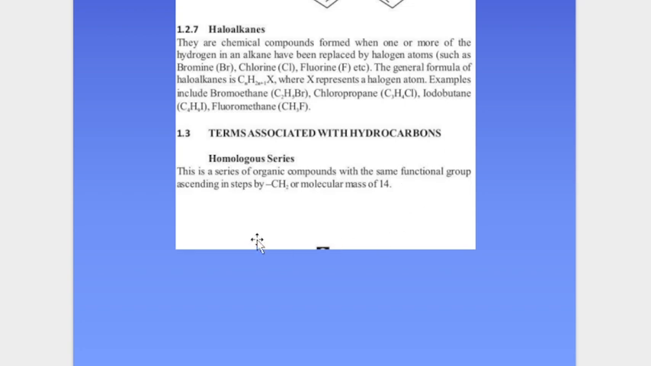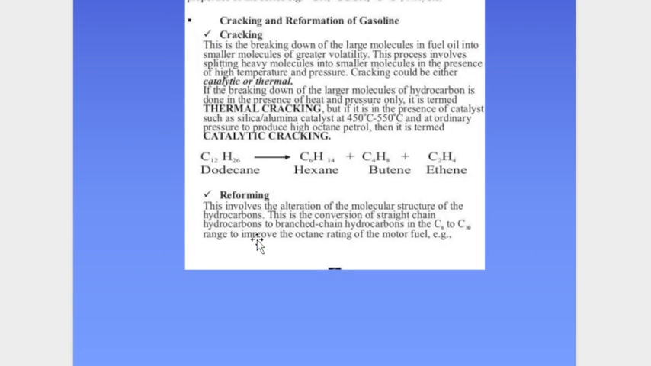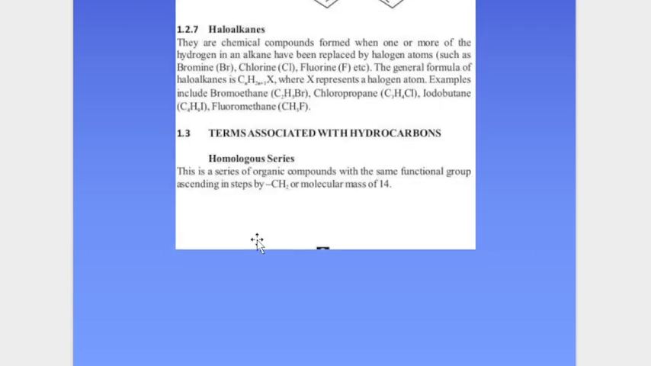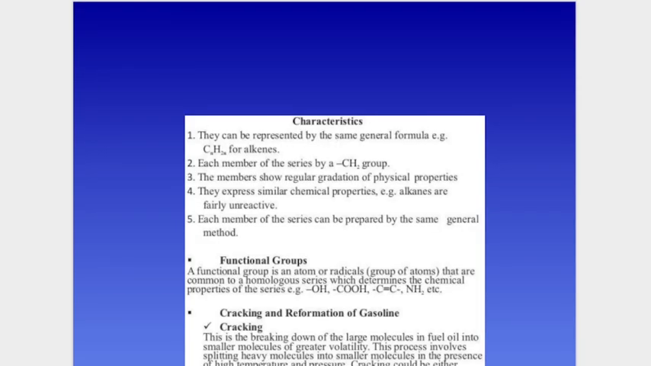We now go ahead to talk about the characteristics of this particular homologous series. The first characteristic is that they are represented by the same general molecular formula. For instance, every member of an alkene has the formula CnH2n. Every member in an alkane has the general molecular formula CnH2n+2. If you are dealing with an alcohol, it has the general molecular formula CnH2n+1OH. That is for your monohydric alcohols.